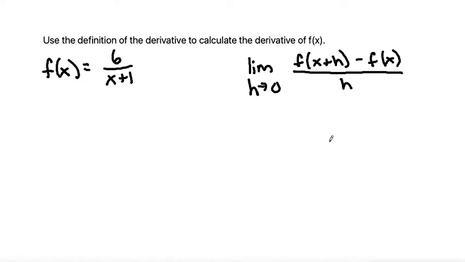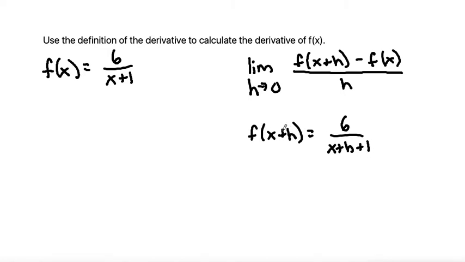So using this definition of the derivative, the first thing I like to do is to identify my f of x plus h. So my f of x plus h is my original function, but every time I see x, I'll plug in x plus h for that. So I'll make it 6 over x plus h, I'm writing that instead of just the x, and then plus 1.